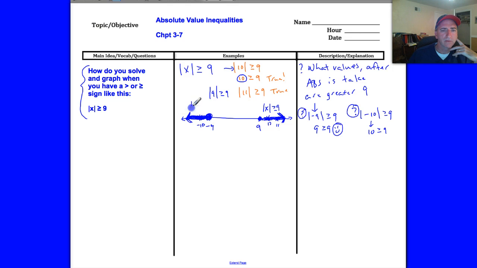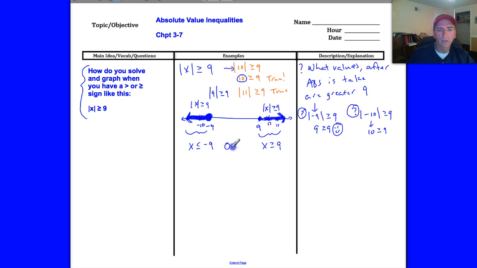Okay, those are also values where the absolute value of x is greater than or equal to 9. So essentially, this area right here represents all values x less than or equal to -9. If I were to figure out the inequality for this, that's what it is. It's all values less than or equal to -9, -10, -11, -12. This area here represents all values x greater than or equal to 9.